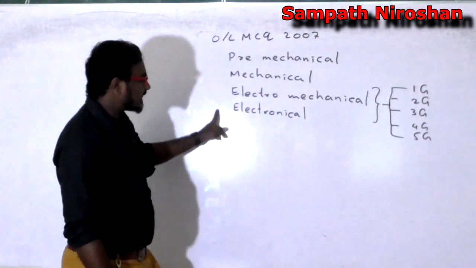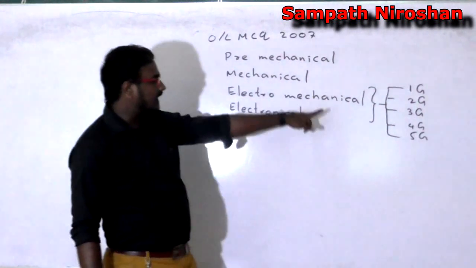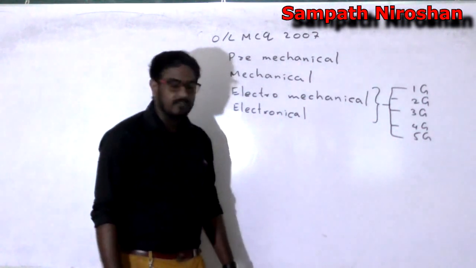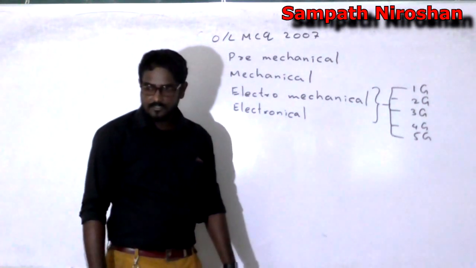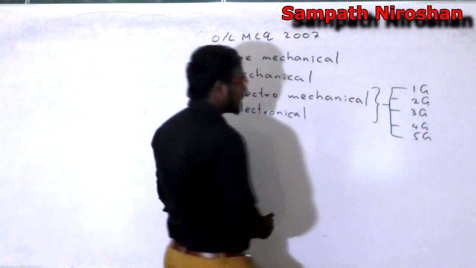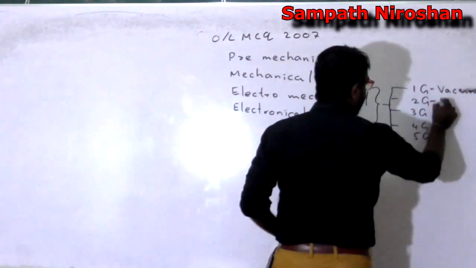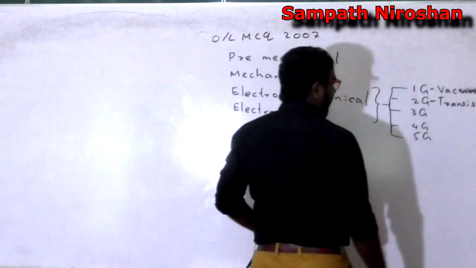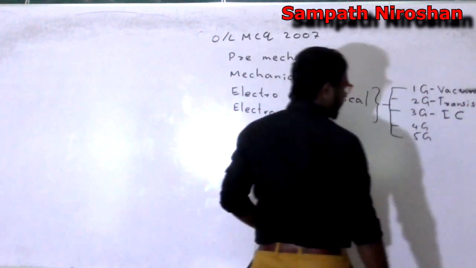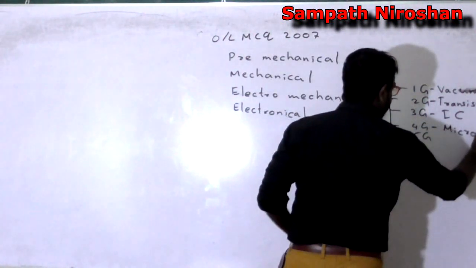In the electromechanical era and the electronical era, there's a huge time confusion, so we combine them and divide them into 5 generations. Each generation has its own logical structure. If you say the first generation, they have vacuum tubes, and the second generation has transistors. The third generation has integrated circuits, or in short ICs. And the fourth generation has microprocessors.